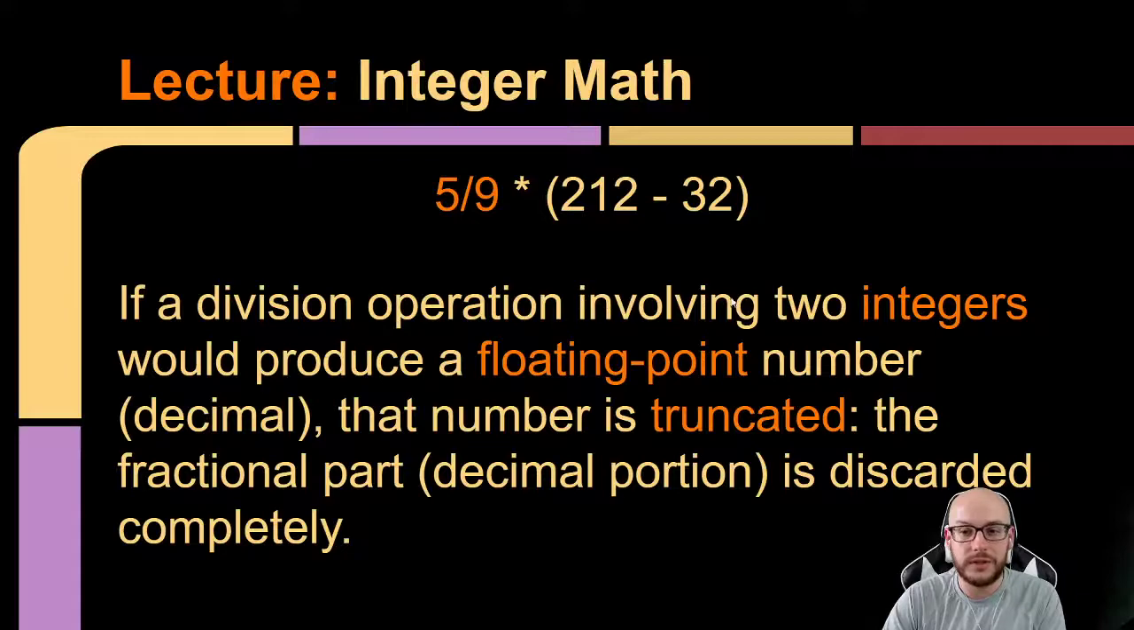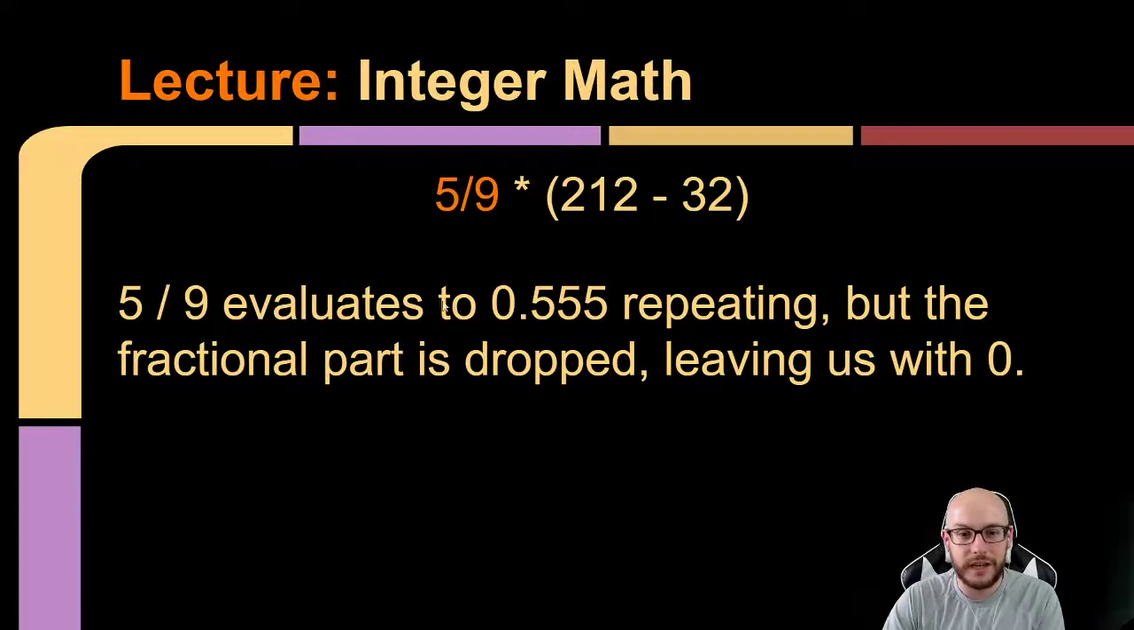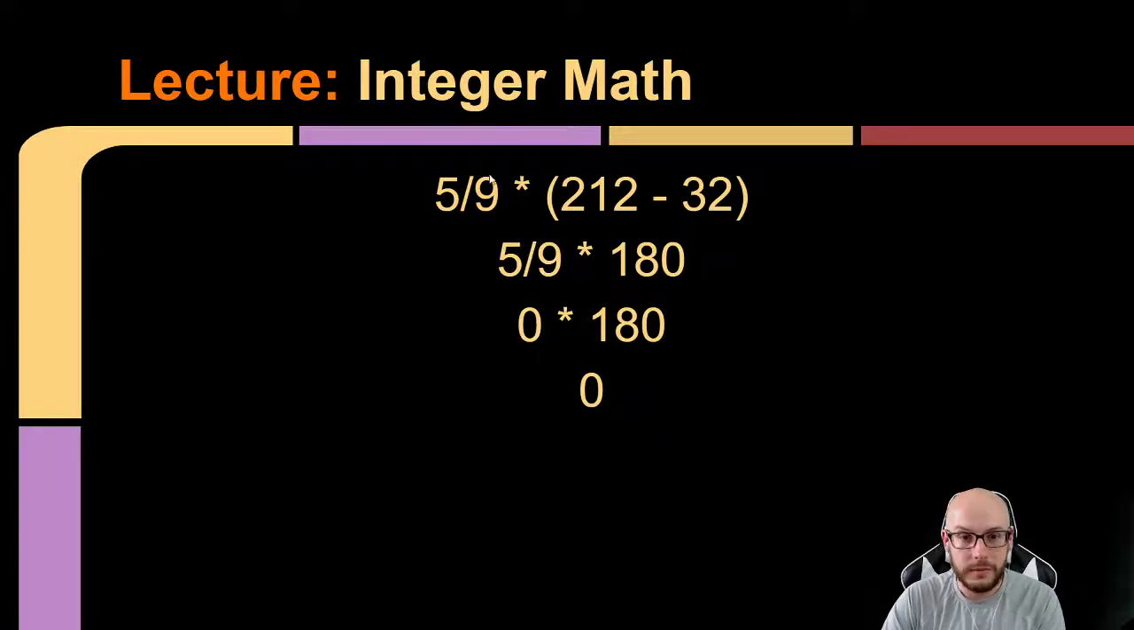If a division operation involving 2 integers would produce a floating point number, that number is truncated. That is, the fractional part is discarded completely. What are we saying? This 5 divided by 9 evaluates to 0.555 repeating. But it's going to get truncated. And what that means is this fractional part, this 0.555 repeating, just gets dropped entirely. This is not rounding, this is truncation. If we take that 5/9 and we do that division and we get our 0.555, then that gets truncated to 0. And so we're doing 0 times the result of this, leaving us with 0.